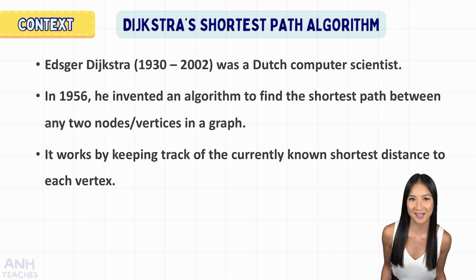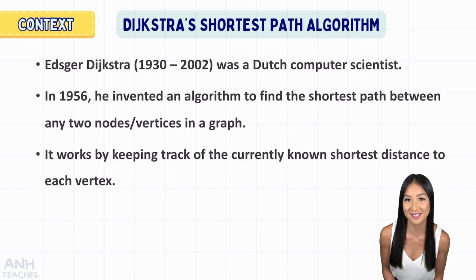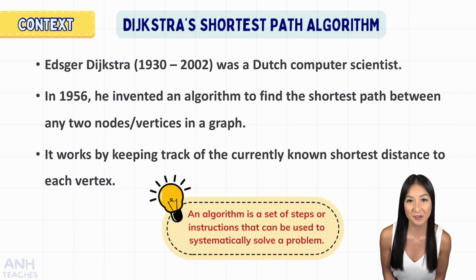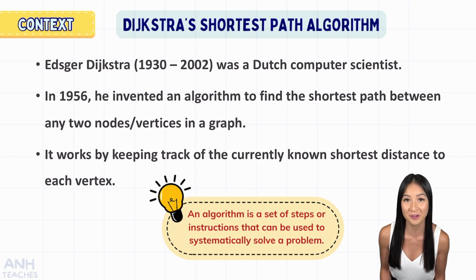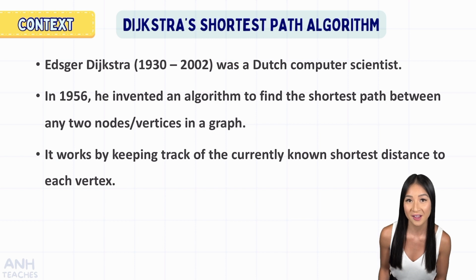Okay, so to begin the lesson, we are going to give credit where credit is due. Dijkstra was a Dutch computer scientist who was very influential and made huge contributions to developing programming language. Earlier on in his career, he invented the shortest path algorithm. An algorithm is just a set of steps or instructions that you can use to systematically solve a problem. So in this case, he created an algorithm that could help you find the shortest distance between any two nodes or vertices in a graph. And the way that it works is by keeping track of your currently known shortest distance to each vertex as you progress along the graph.